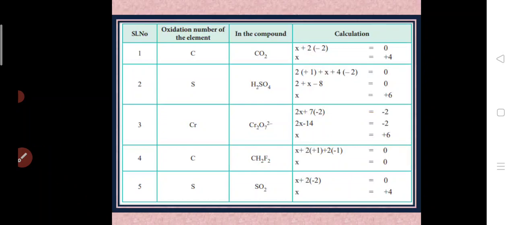They ask for the oxidation number of carbon in carbon dioxide. We don't know carbon, so you have to take that as x. And we know oxygen is -2, and there are two oxygens, so take 2 into -2, and the total is equal to 0. If you substitute and get the value, you will get the answer as +4. So the oxidation number of carbon in carbon dioxide is +4.